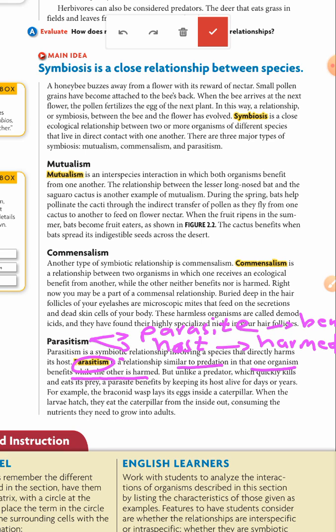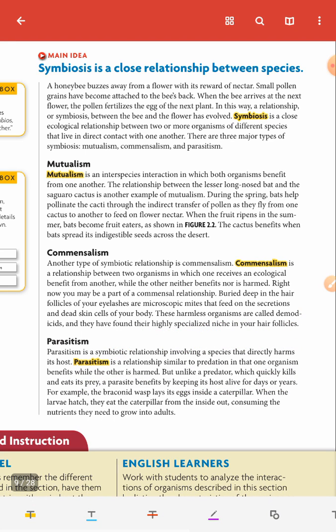This is the similarity. But unlike predation, this is the difference between both of them: in predation, the predator quickly kills and eats its prey. But in case of parasitism, the parasite gets benefit by keeping its host alive for days or even years. Why? Because they need to have a source of food for a long time to stay alive. This is the similarity and the difference between parasitism and predation.